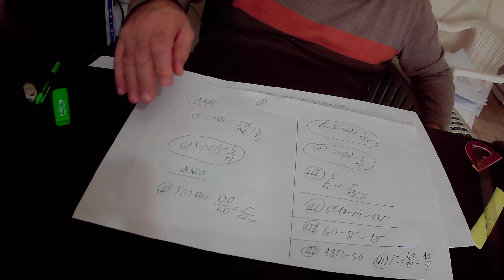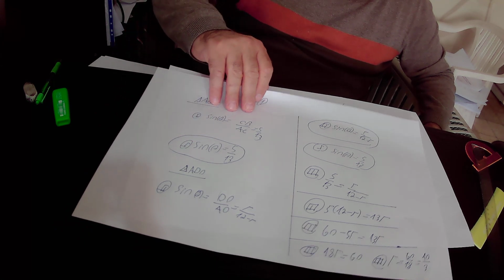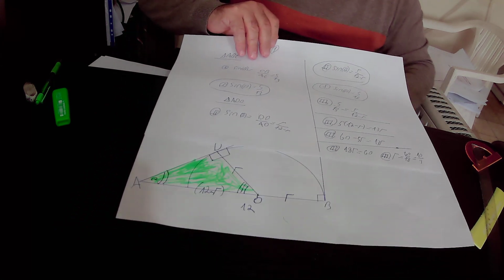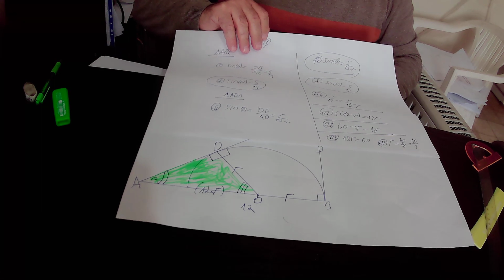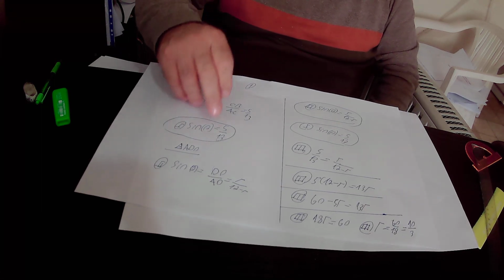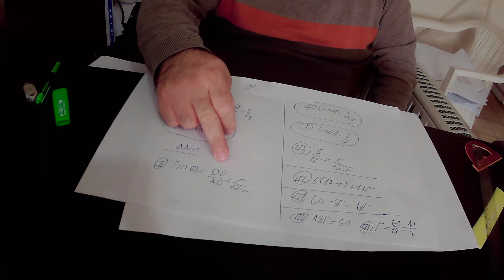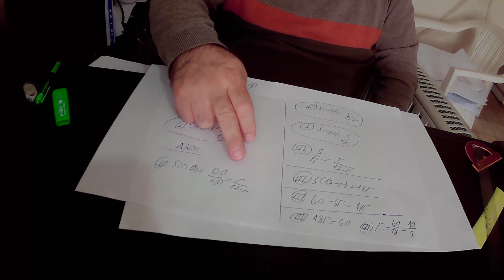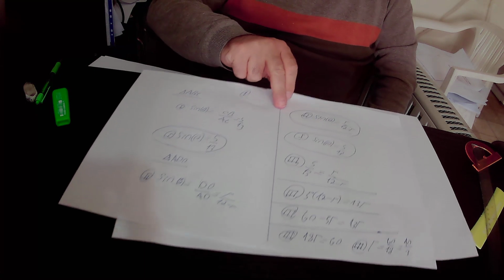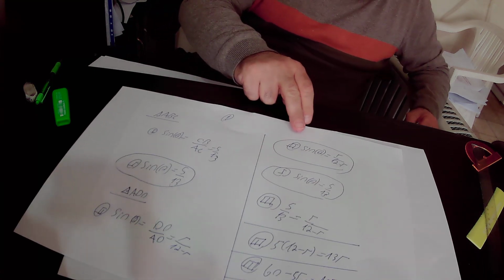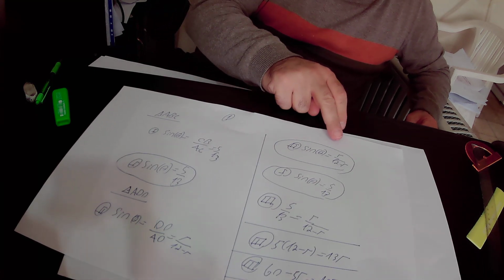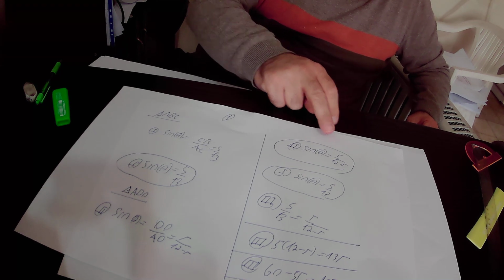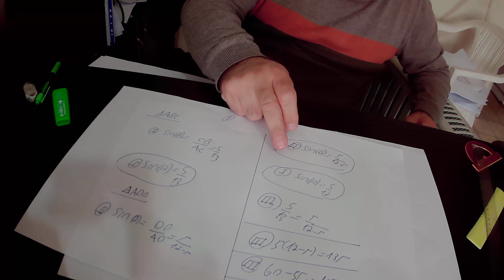Then we focus on the green triangle ADO. Here, sine theta equals OD over AO. OD equals R. OA equals 12 minus R. So in conclusion, we found out that sine theta according to equation number 2 equals R over 12 minus R. And sine theta according to equation number 1 equals 5 over 13.